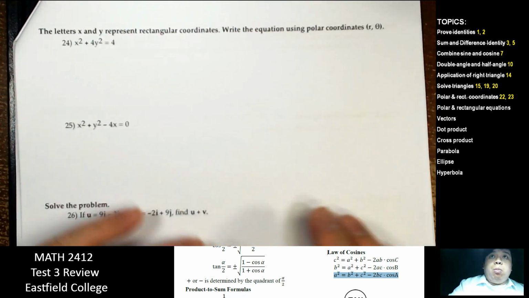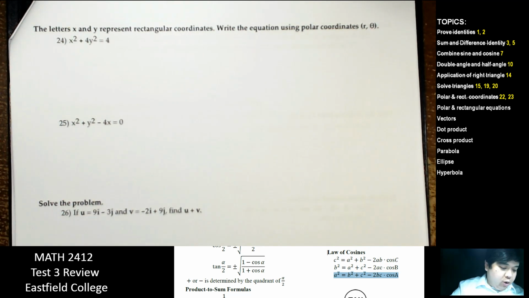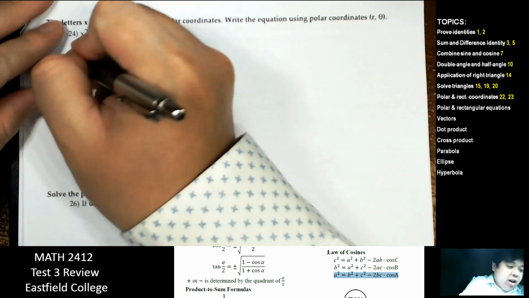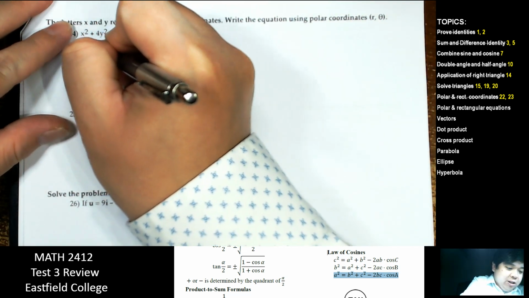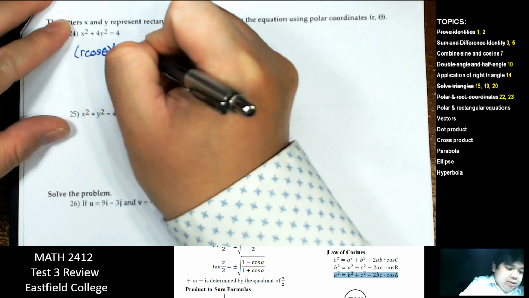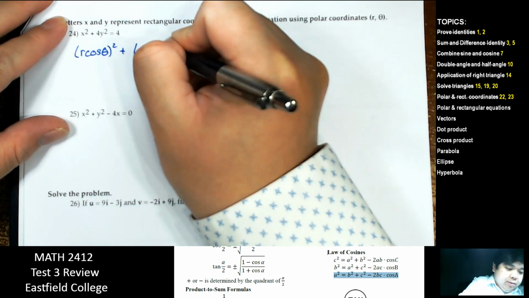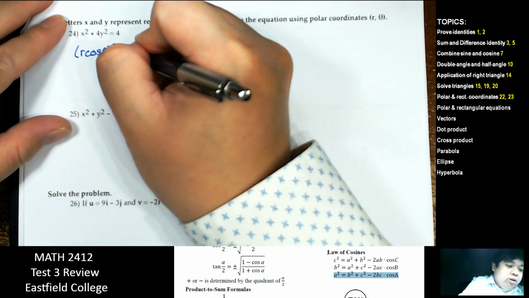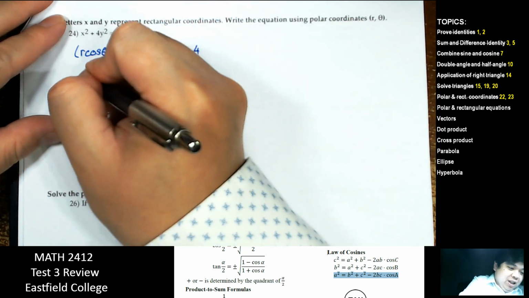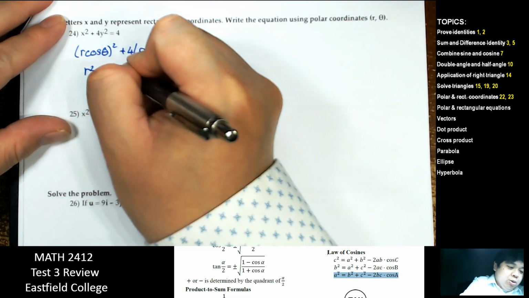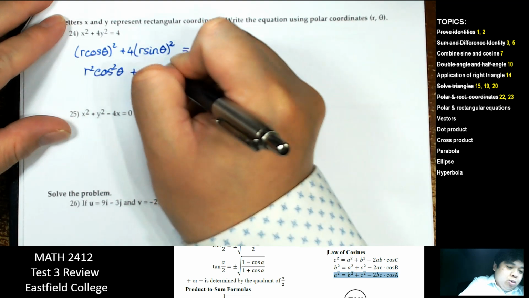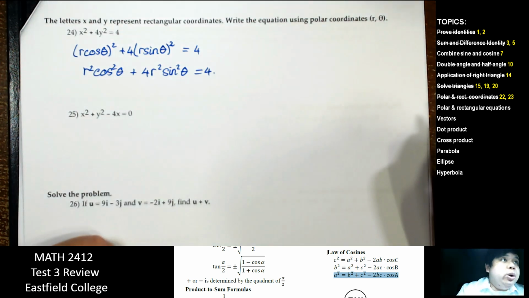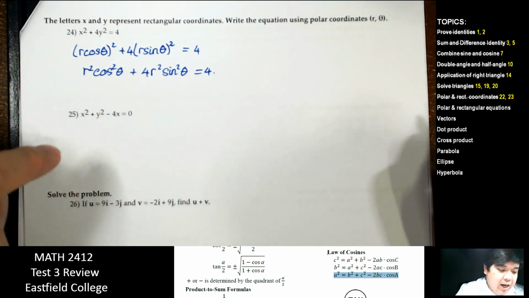Next, pretty similar to what we had before. I'm going to pick some of them. So we have x is r cosine theta, and r sine theta for y. Still have 4 though. So we have r squared cosine squared theta plus 4r squared sine squared theta equal to 4. Not much we can do here. I think we did this in class.